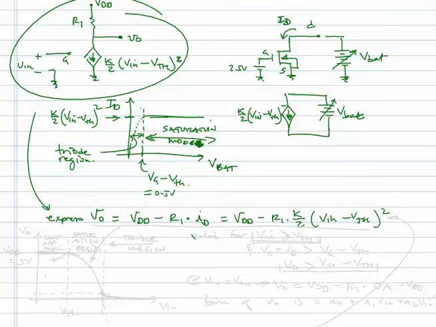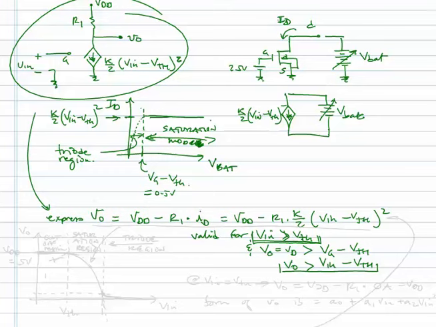All right? And this is valid for Vin greater than or equal to V threshold, and V out, or V drain, greater than VG, which is going to be the Vin voltage, minus the V threshold. All right, so keep that in mind here.